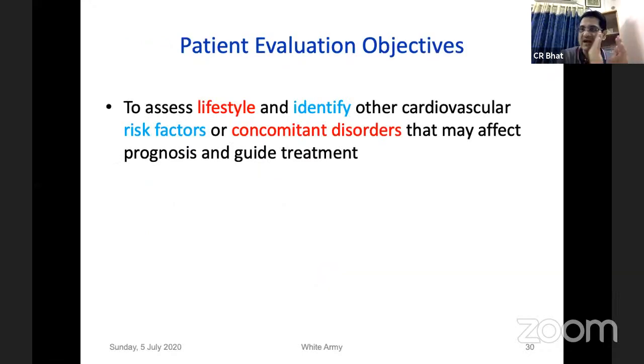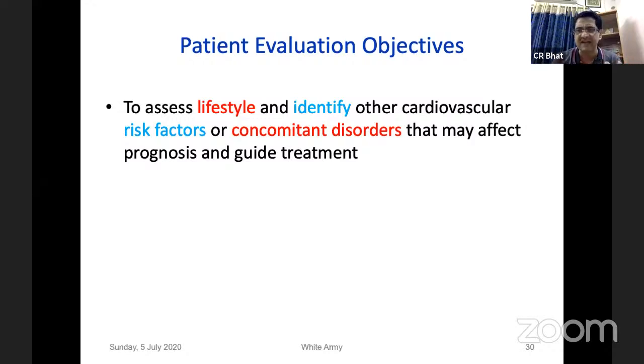Now, once we have confirmed that this particular patient has hypertension, we have to evaluate the patient. Even though they may appear as a primary hypertensive, we need to look for other than a secondary component. We need to assess what are the possible reasons for the development of the hypertension.